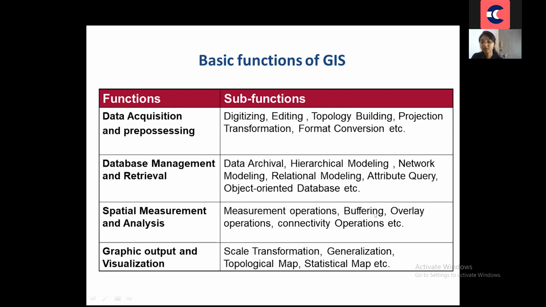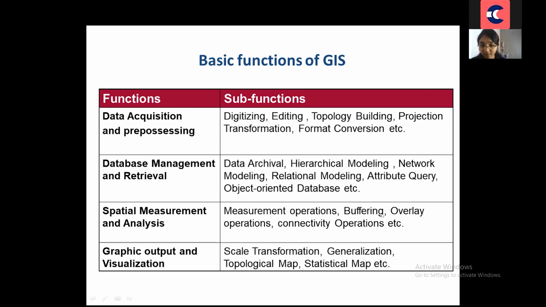Then spatial measurement, buffering. I think you guys saw it just now, right? Buffering. When we had a point and we wanted to create a 100-meter circle around that point, we used buffering. Like that, if we want to plant trees on the side of the road, we have the shapefile of the road, and we say it should be 1 kilometer away from the edge of the road. So we create the buffer, and then we decide the spaces where we can plant a tree. That is how we use buffering.